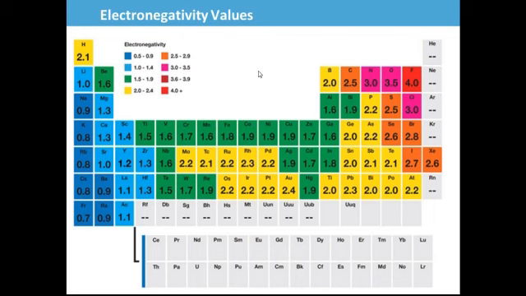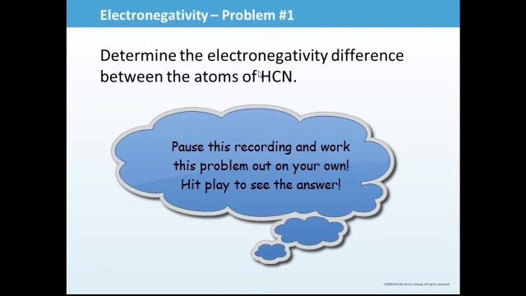Alright, so we are going to need to use this table. This is completely out of your lesson. I recommend that you print it because you will need it for the rest of this video and of course for your assignment in future lessons. Electronegativity problem number 1. I would like for you to pause this recording and go ahead and calculate the electronegativity difference between the atoms of HCN. So that means for every bond, calculate that electronegativity difference. Pause this recording, and when you're ready to resume, go ahead and hit play.